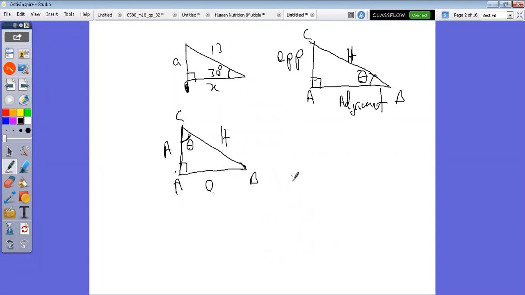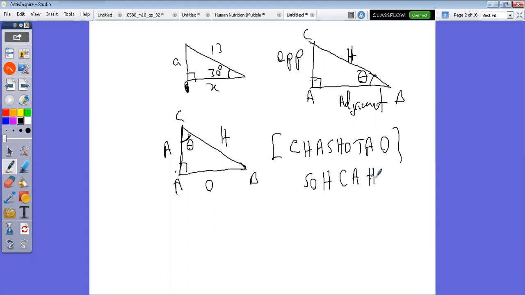According to your syllabus, depending on your schools, you use Chash or Tao. I'm not sure which one you use or which one you are good at. Some use soccer tower. Is that true? Yes, sir. Some schools use that.